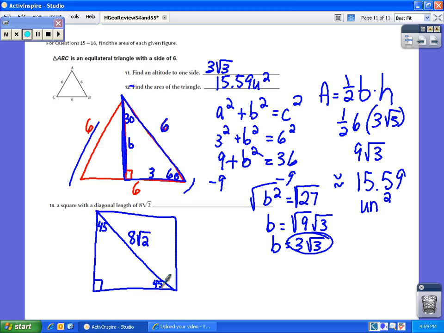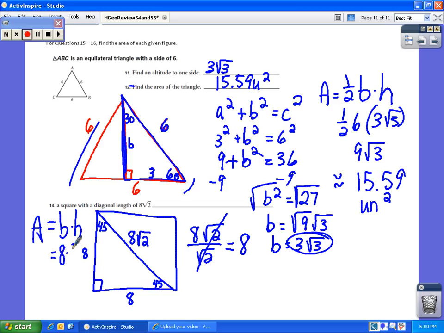How do you go from the hypotenuse to a leg in a 45, 45, 90 triangle? Well, you divide by the square root of 2. My square root of 2's cancel out, and I find that this side is 8, and since it's an isosceles triangle, this side must also be 8. The formula for the area of a square is base times height, and I find that my area is 64 units squared.